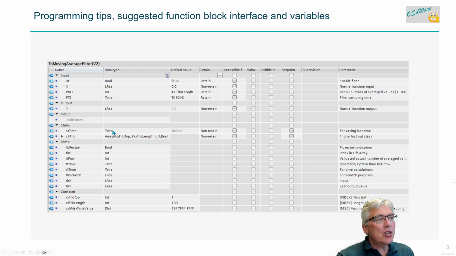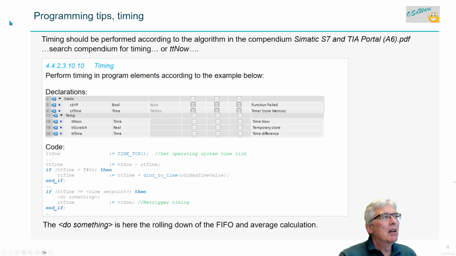Maybe we should initialize the filter or the FIFO when we restart and things like that, and initialize our timing system, and so on. And here are the constants, and this maximum timer value that we're going to use in the timer calculation. And here, timing should be performed according to so and so. And this timing system you can copy from the first exercise. There's a little timing in there.